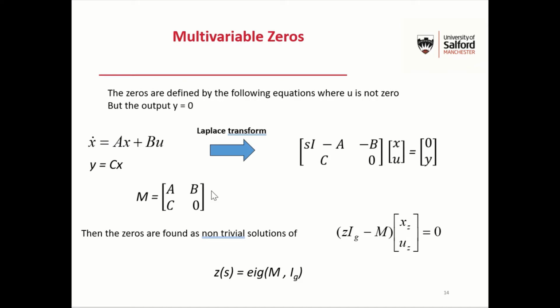And we could do it another way as well using MATLAB. If we set up this matrix here, SI minus A, this one here, MATLAB has an eigenvalue routine for where this part here is 0. And the eigenvalues of this will be the zeros as well, because it's the solution when y is 0, this becomes an eigenvalue problem. But this is a slightly strange eigenvalue problem, because normally you don't have a 0 here, we have an SI in there. So this can be done by using the command eig of M, where M is this matrix here, that's SI minus A minus BC, and we choose ig as the size of this matrix here. That will work as another way of working out the zeros using MATLAB.